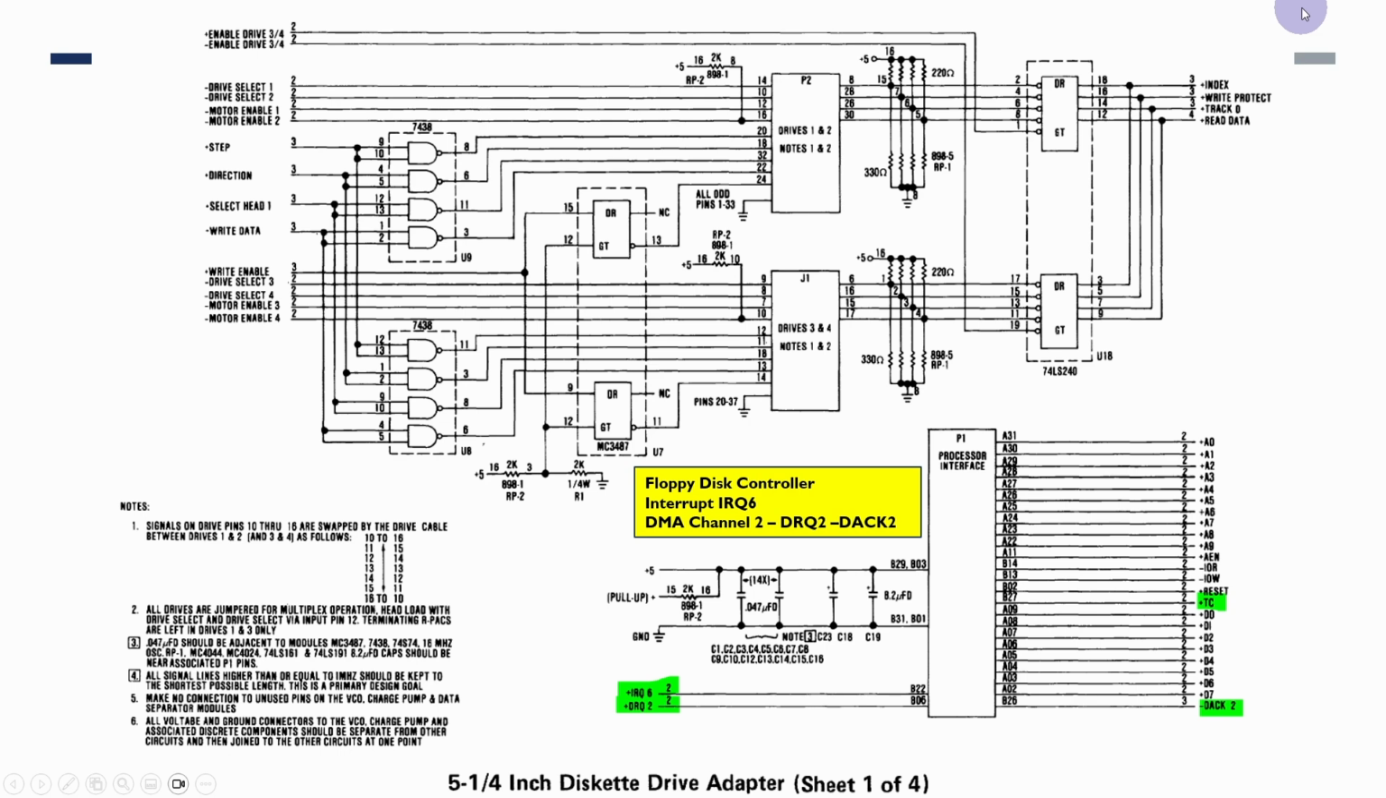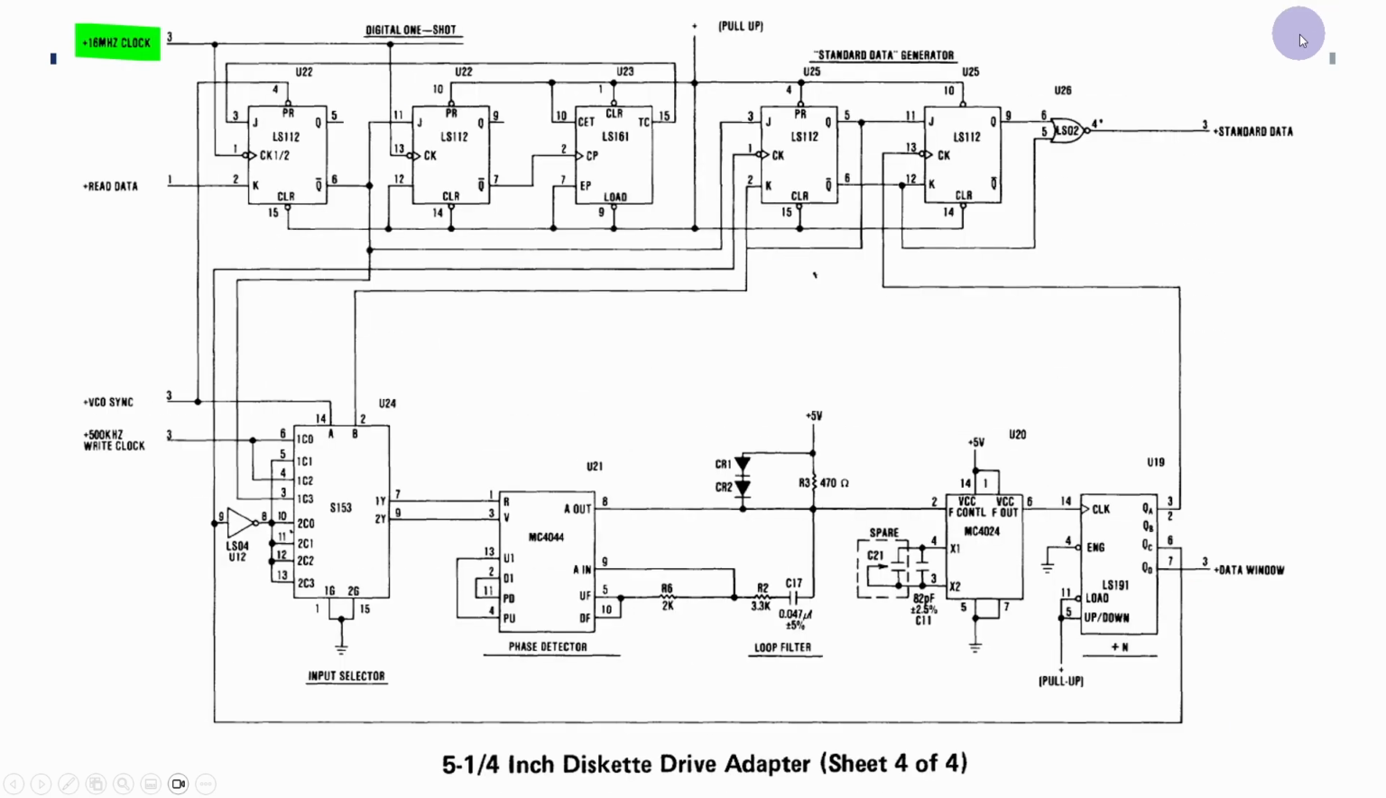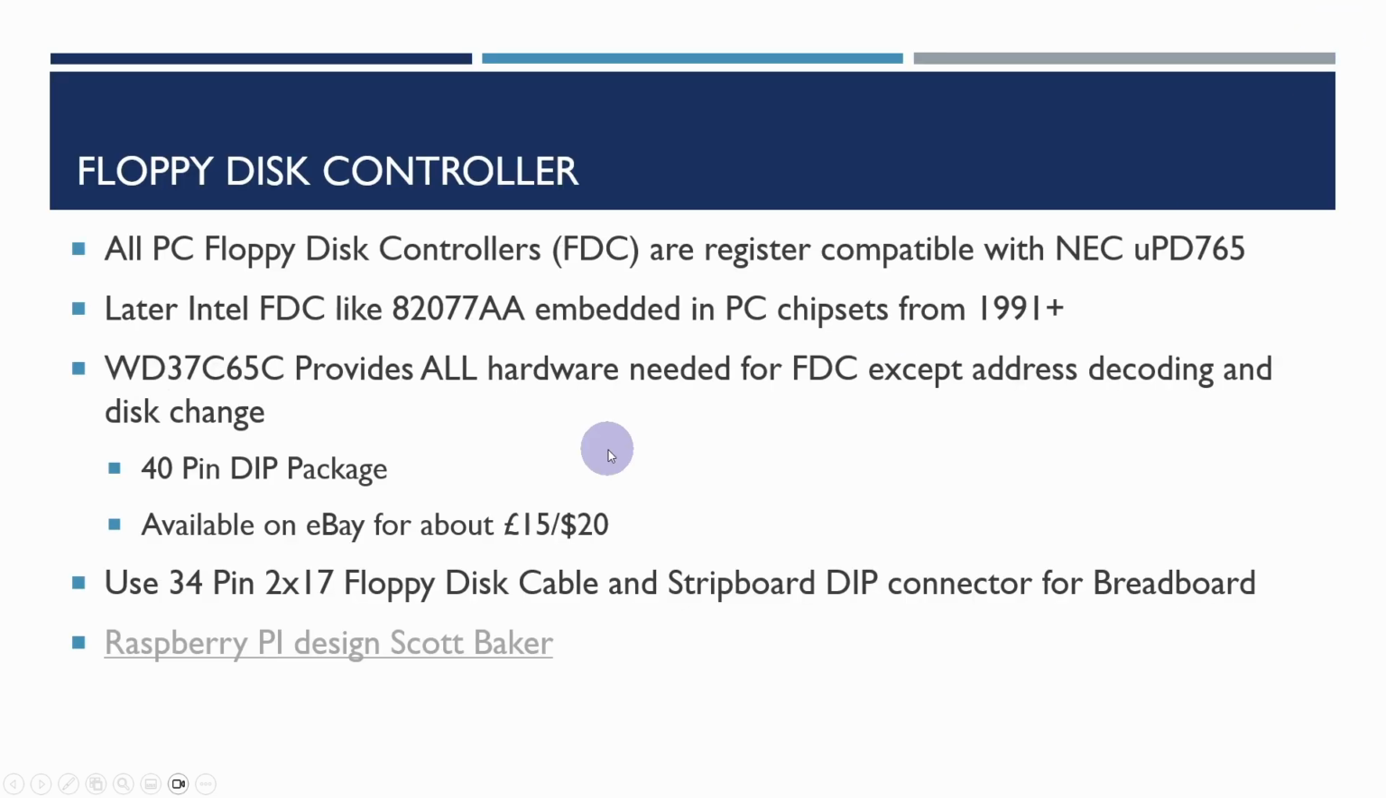but I'm going to try and keep this one a little bit shorter, so I'm going to gloss over a number of these slides. I should say that the floppy disk controller here was actually copied over 2 pages. So all PC floppy disk controllers are register compatible with this NEC 765 chip. Later Intel floppy disk controllers, like this one, were actually embedded in PC chipsets from the 486 onwards, from around 1991 onwards. So you'll probably find that any later chipsets will actually be backward compatible with this particular 765 chip.